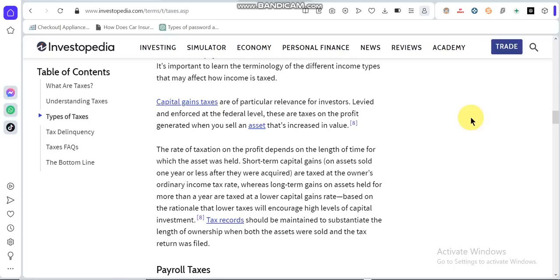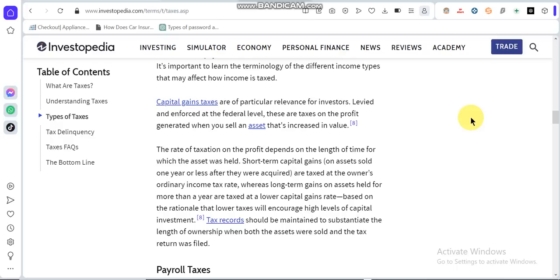Short-term capital gains on assets sold one year or less after they were acquired are taxed at the owner's ordinary income tax rate, whereas long-term gains on assets held for more than a year are taxed at a lower capital gains rate based on the rationale that lower tax will encourage a high level of capital investment.